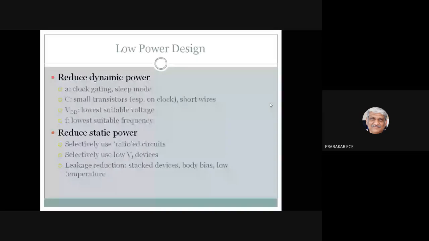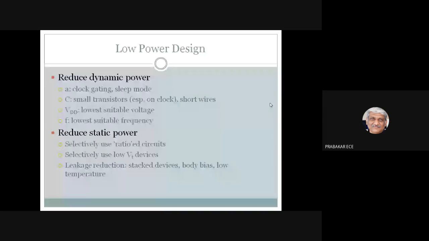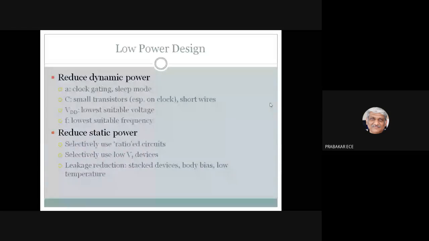And in the case of static power, we can selectively use ratioed circuits. In a normal circuit, we can go for ratioed circuits. And we can use low VT, that is, the threshold voltage can be reduced. Say, if I can operate at 5 volts, then I can reduce the voltage to, for example, 3 volts or something like that, right? So if you can reduce the threshold voltage, then I can save some power. And for leakage reduction, we can use stacked devices, instead of a single device I can stack more devices, and we can have some biasing circuits, and the operating temperature can be minimized, because as the temperature increases, power consumption also increases. So by using these methods, of course, we can reduce the static power.